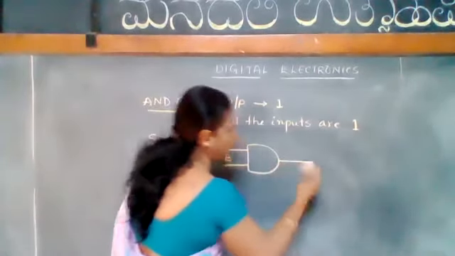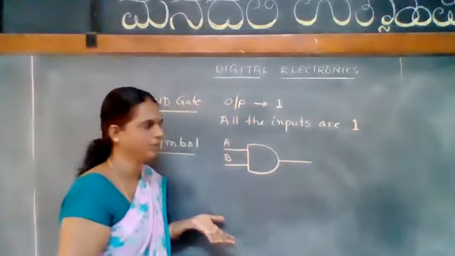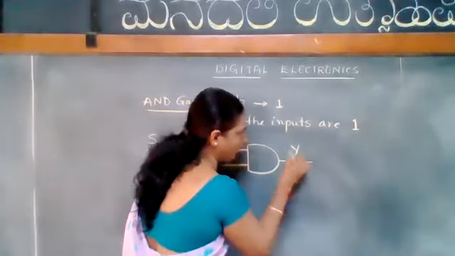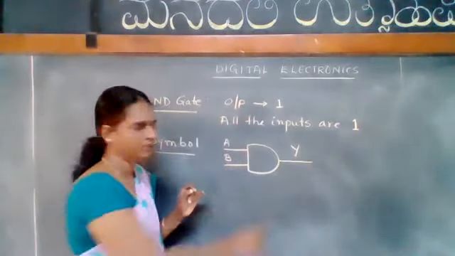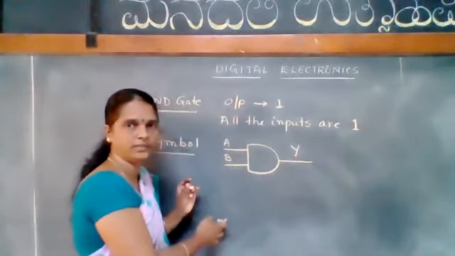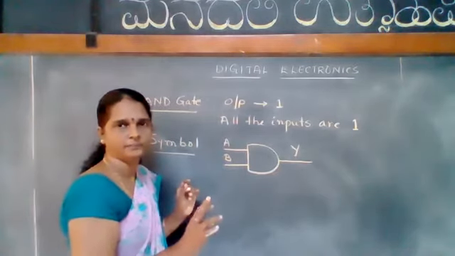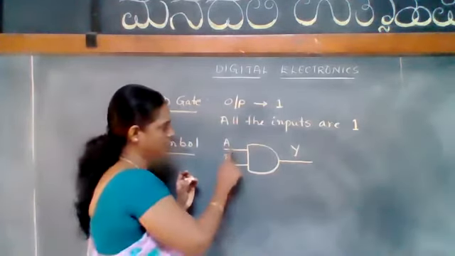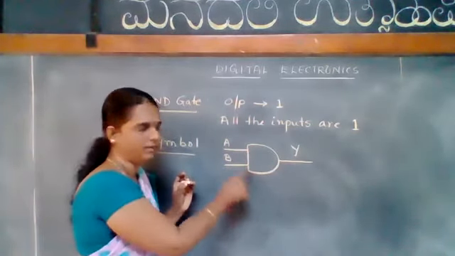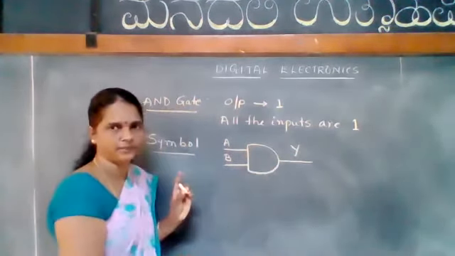Whatever may be the type of the gate, it has only one output. So the output, let us call it as Y. It may have any number of inputs, but always the output is equal to 1. So this gate, which is called a two input AND gate, has two inputs A and B, and the output is Y.